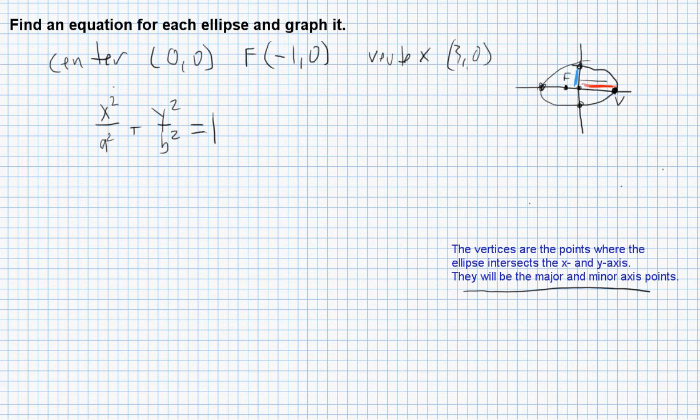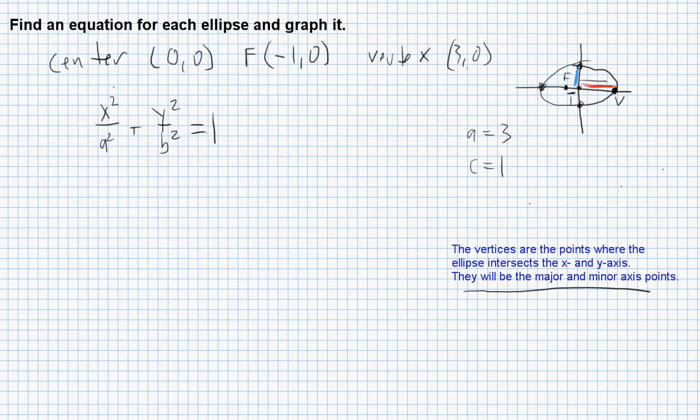Well, maybe you can see that since the vertex is at 3, 0, the horizontal vertex a is going to be equal to 3, because that's the distance from the center out to the major axis. Also the focal point is at -1, 0. That means the focal distance, the distance from the center to the focal point, is 1. So that's going to give us that c is equal to 1.